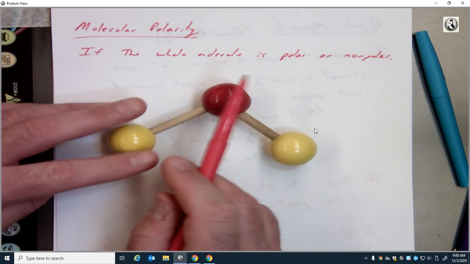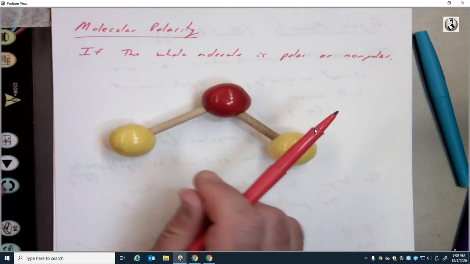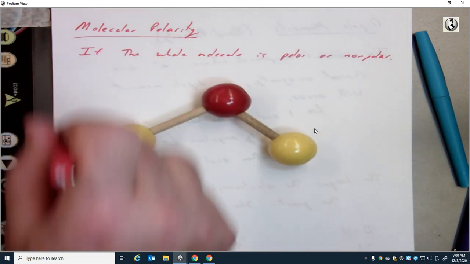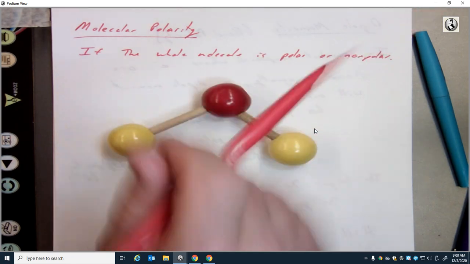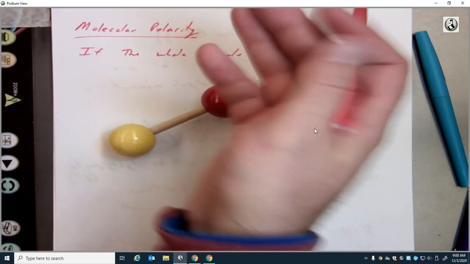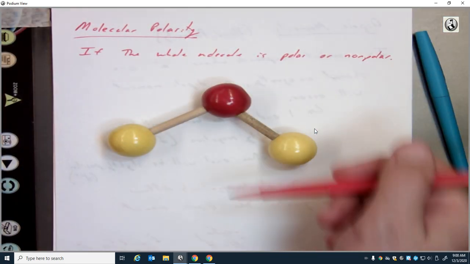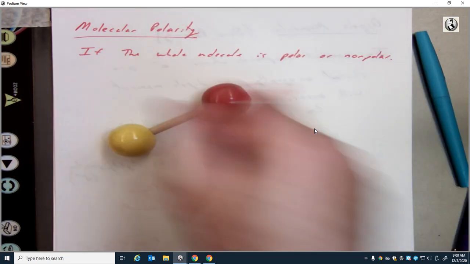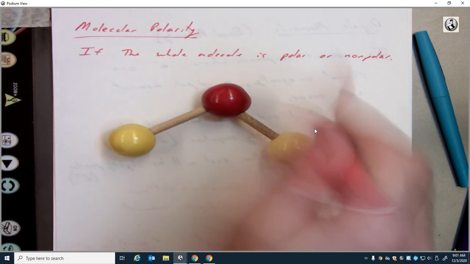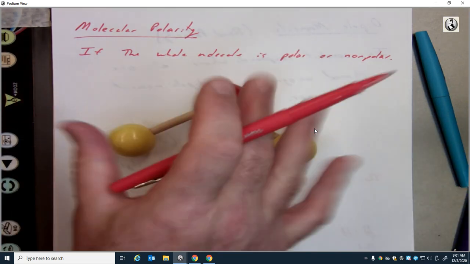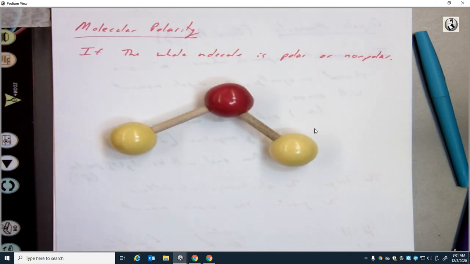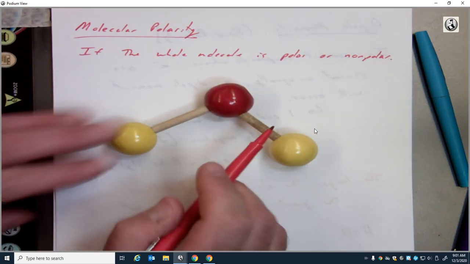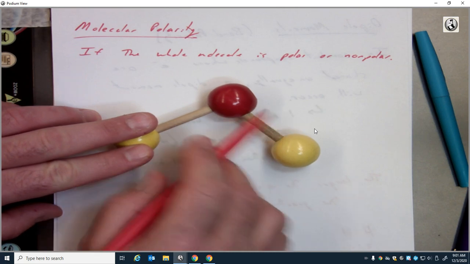It does the same thing. When we're talking about molecular polarity, now we're talking about the whole molecule. What's happening overall? Is one side positive and one side negative? Or does the whole thing have an equal charge distribution? Or maybe there isn't any charge at all. So when we talk about molecular polarity, we're talking about the whole thing. When we're talking about bond polarity, we're only talking about part of the molecule.